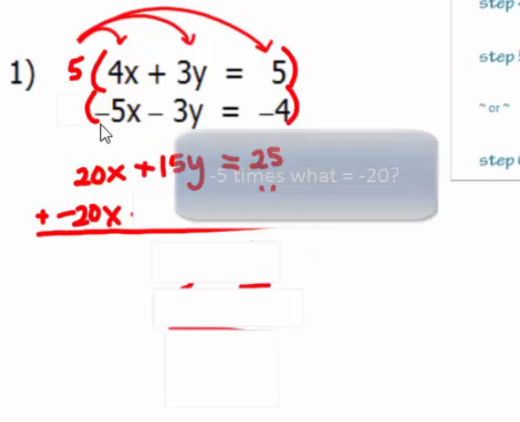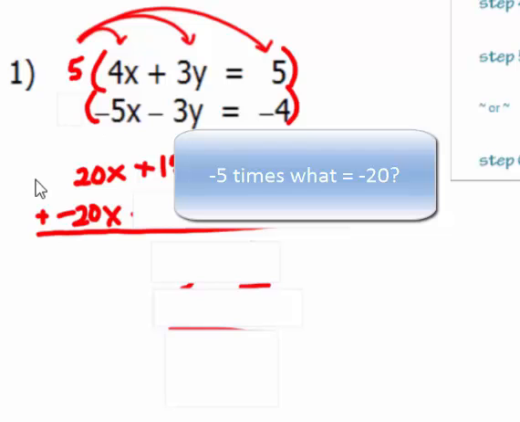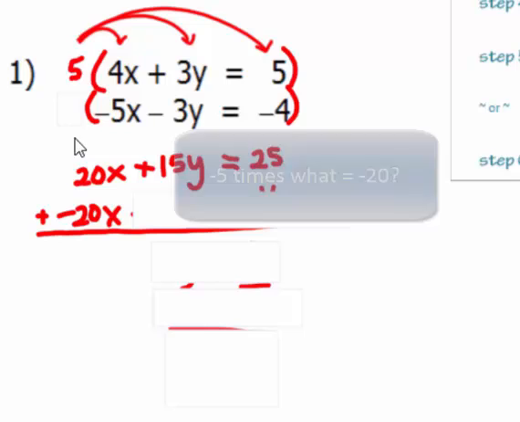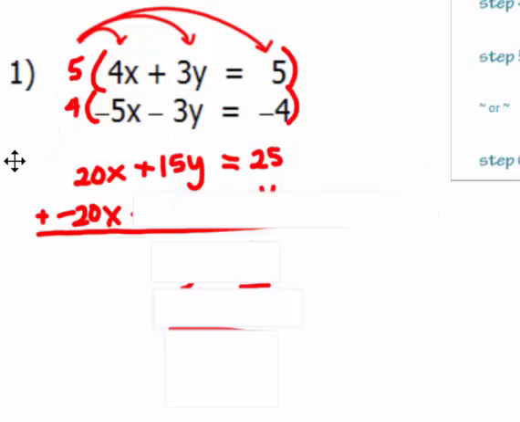So then think about what you need to multiply the next one by to get negative 20x. We already have the negative, so what times 5 is 20? Hopefully you said 4. You're going to do the same thing. Don't forget to distribute. So multiply everything by 4. And you should get negative 20x minus 20y equals negative 16. Keep all of the signs the same.